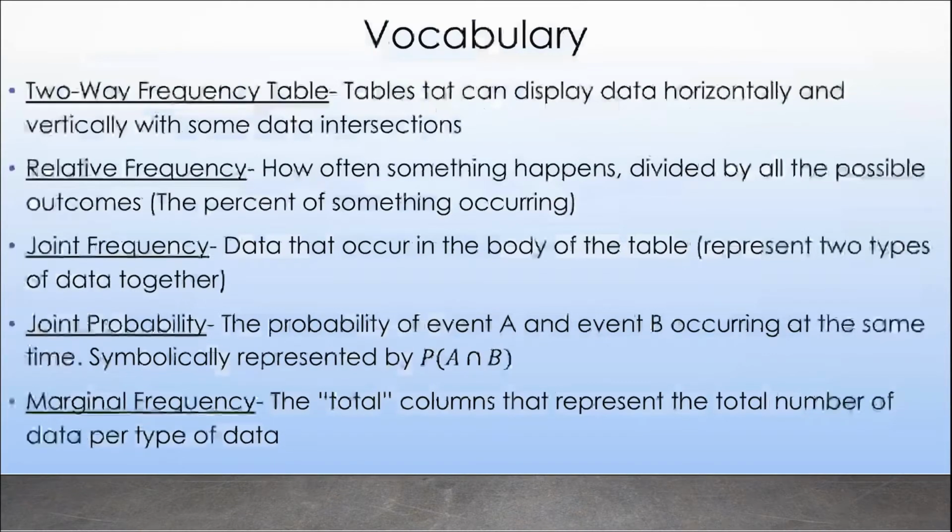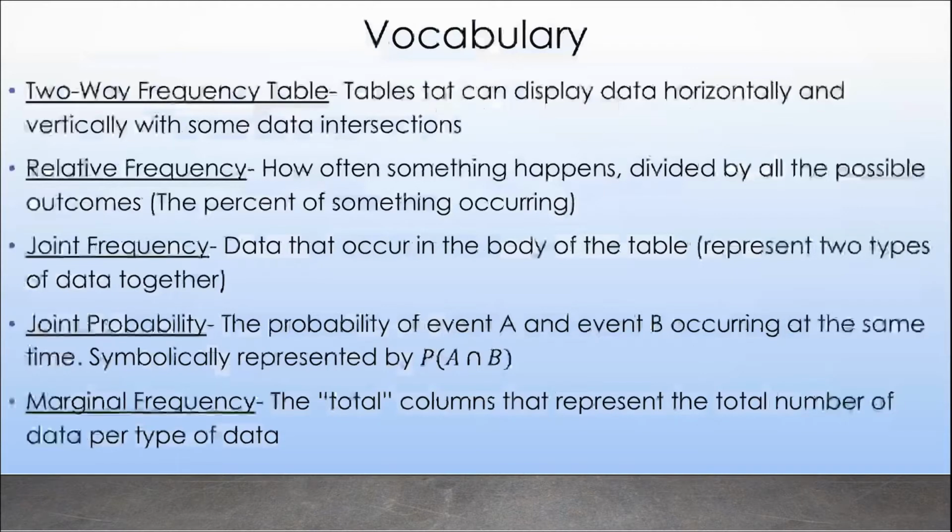Vocabulary here: two-way frequency tables are tables that can display data horizontally and vertically with some data intersections. Relative frequency is how often something happens divided by all the possible outcomes. Joint frequency is data that occurs in the body of the table, representing two types of data together. Joint probability is the probability of event A and event B occurring at the same time, symbolically represented by A and B.